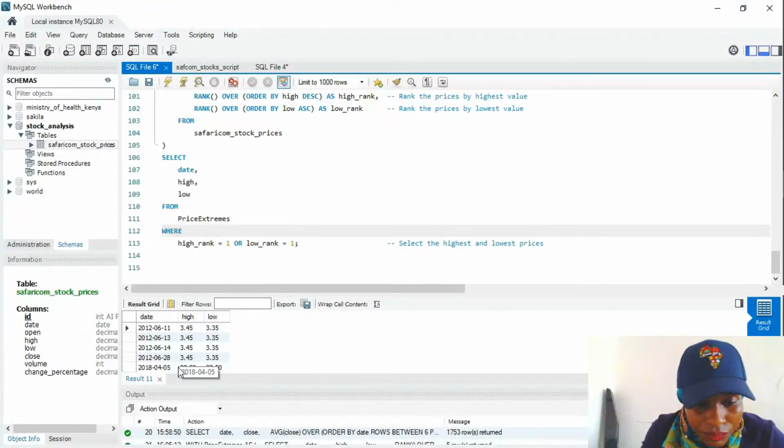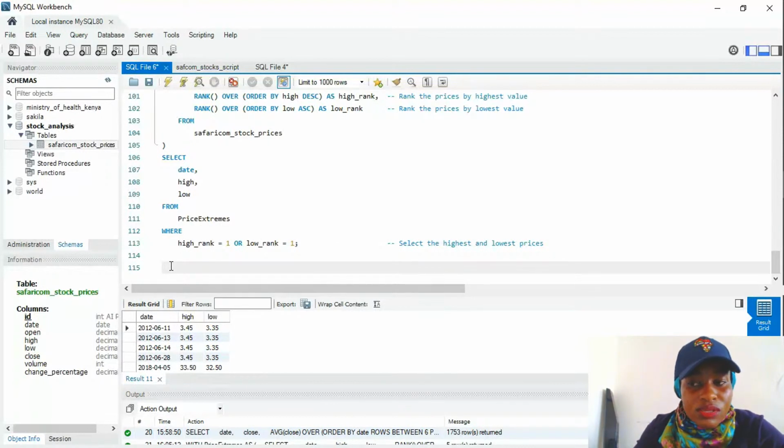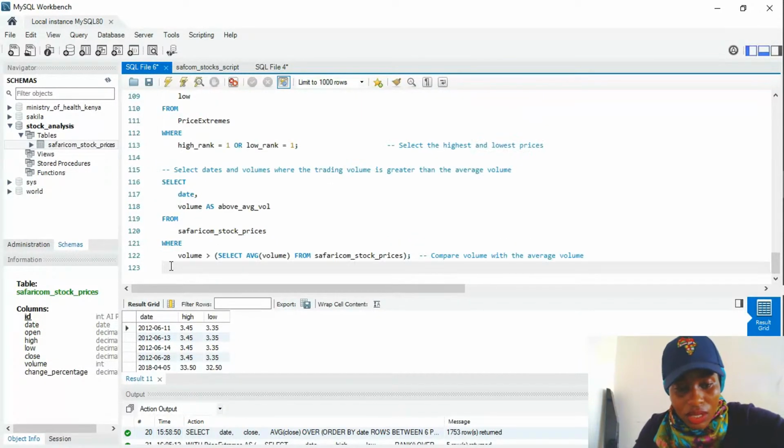And here, the highest trading again was 33.50, and the lowest here was 32.50. So I hope that makes sense. And maybe we'll be able to convert what you're doing here into insights in the next class, Power BI. So I'll talk to the instructor to make sure that he does that.